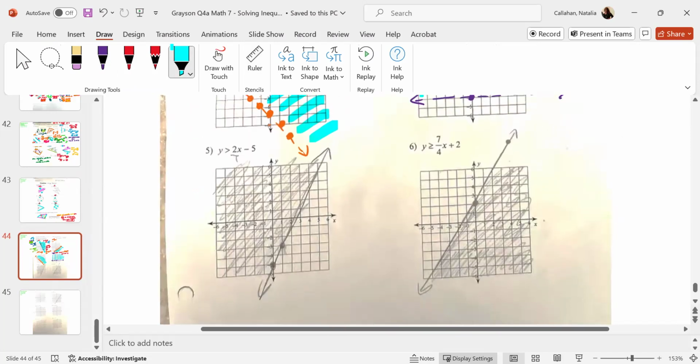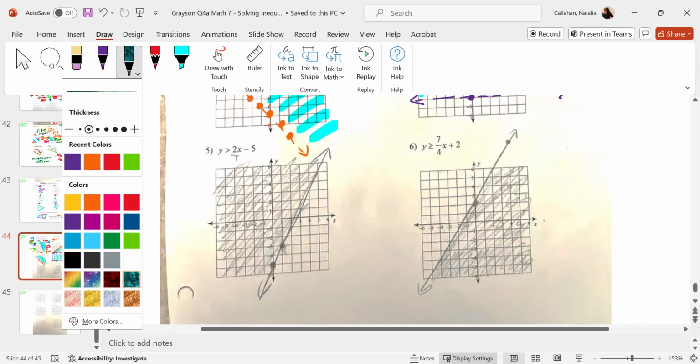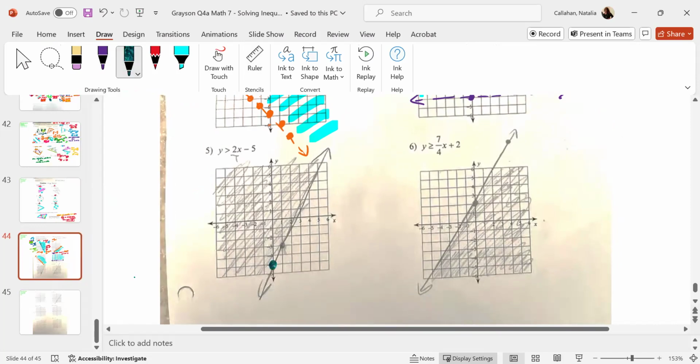Mm-hmm. Okay, you do number 5 and 6. Your 5 is solid. It should not be solid.